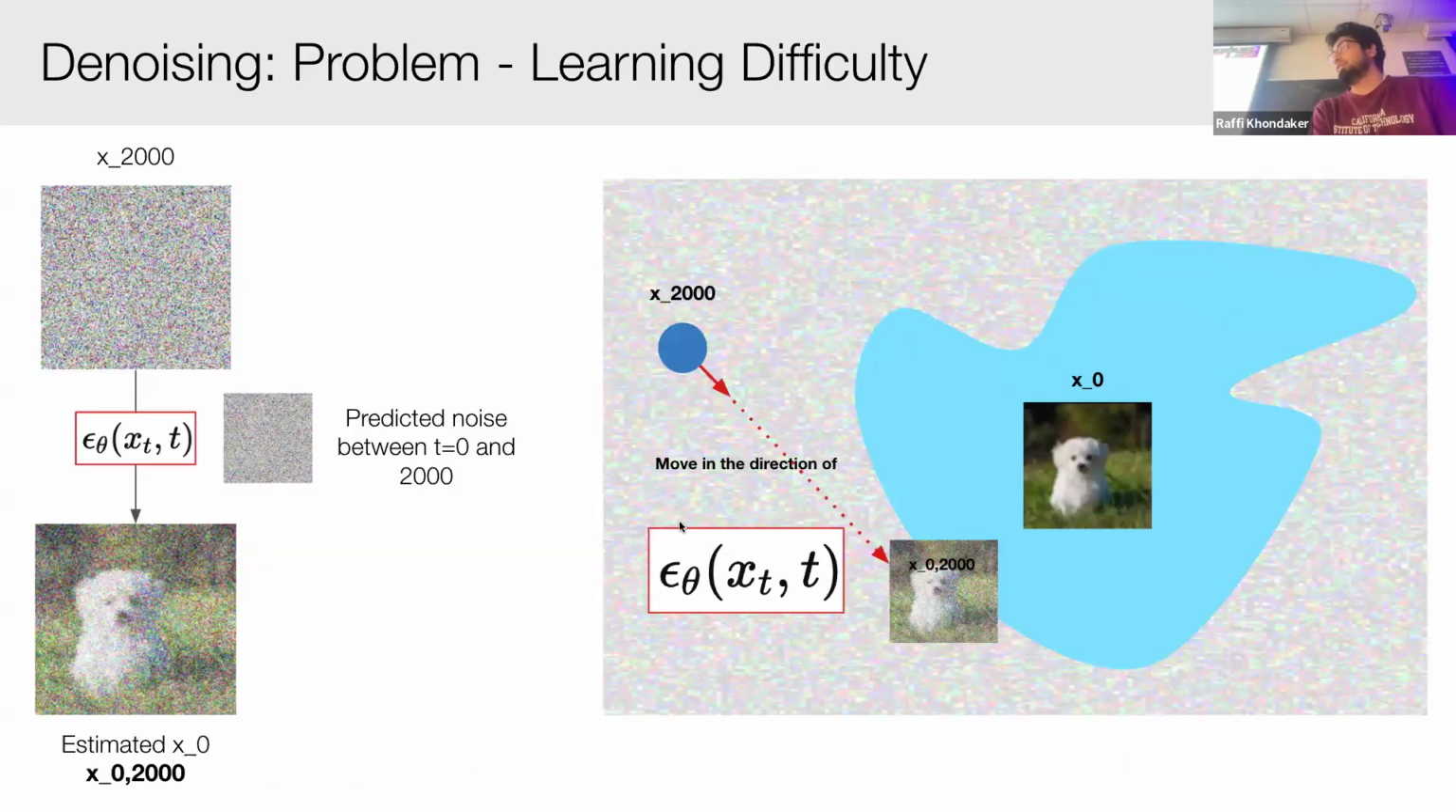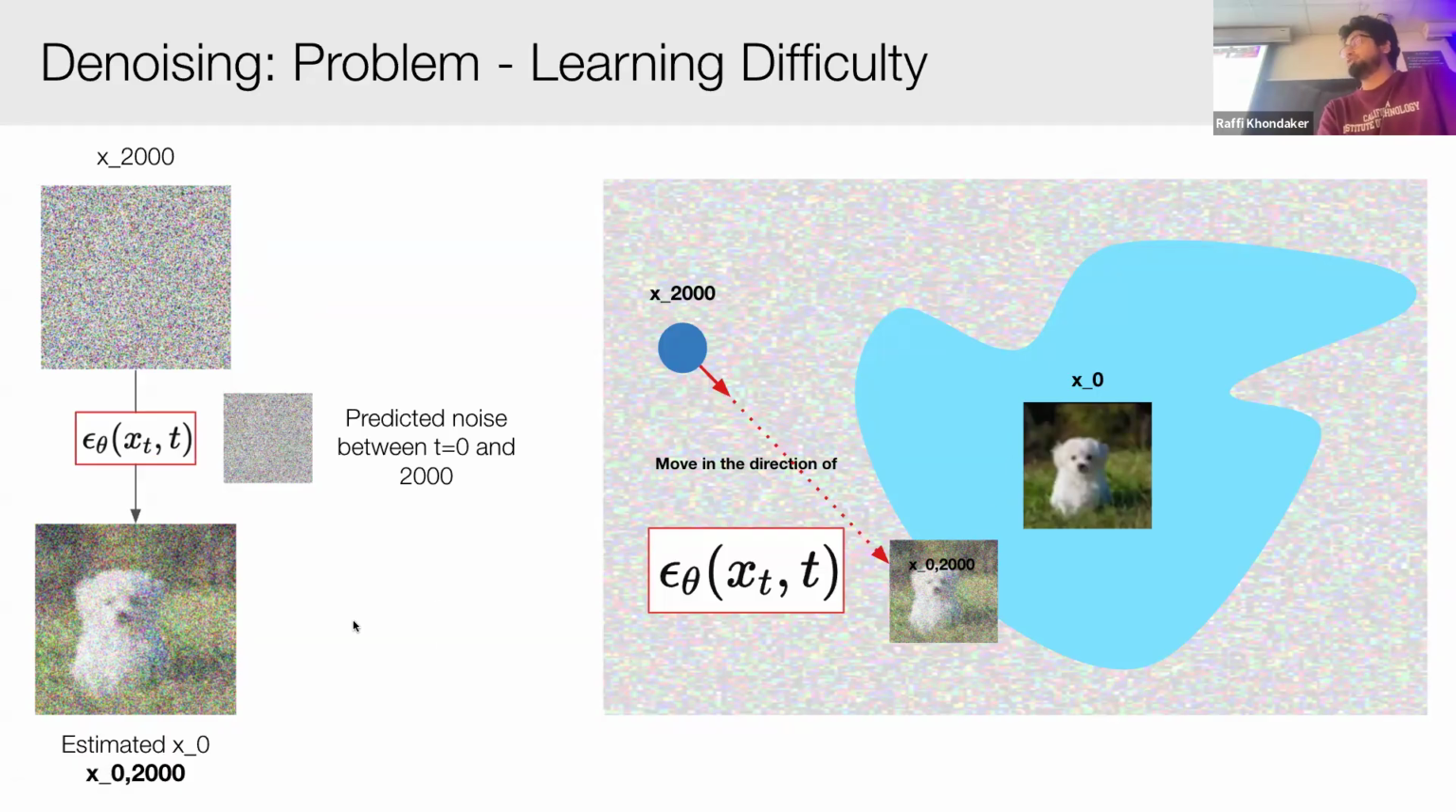So let's visualize this. We're denoising. We start with the noisiest image we have, just straight garbage. We predict this epsilon value, the amount of noise that was added to the original image. So if we subtract this epsilon theta, the predicted noise, from X2000, it's not going to look like the original image.